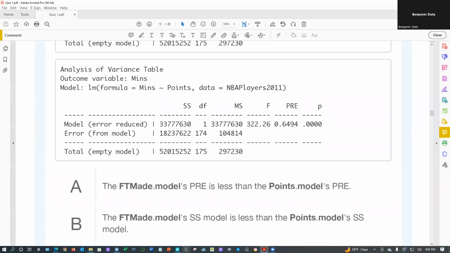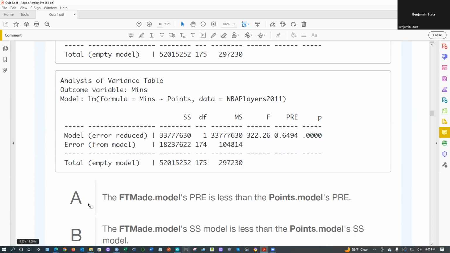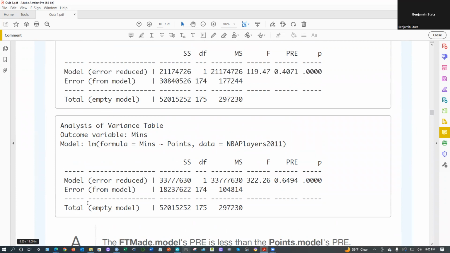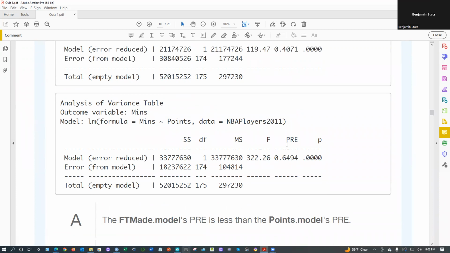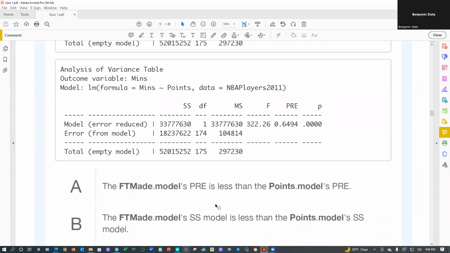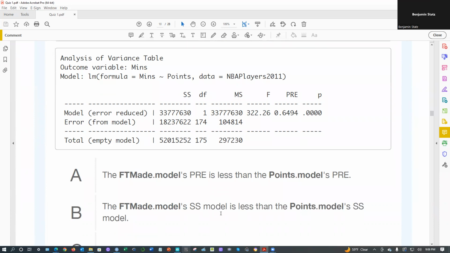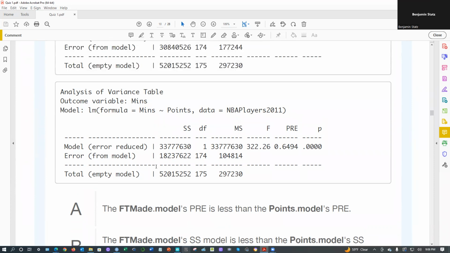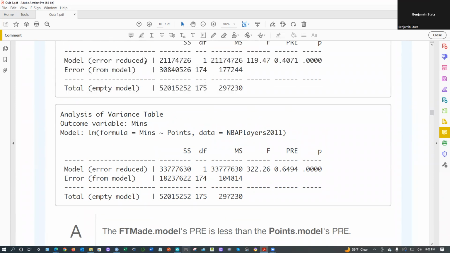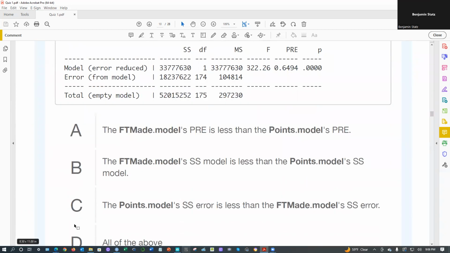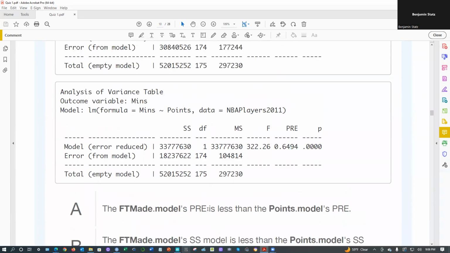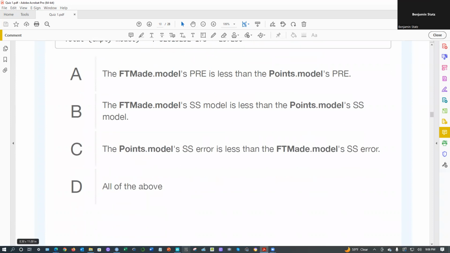Okay. So the FT-made model's PRE is less than the points model's PRE. You compare these two and figure out which model is better. The FT model's SS model is less than the points model's SS model. You can compare SS regression between these two. The points model's SS error is less than the FT model's error. You can compare the sum of squared errors. All three of them can be used, which means all of the above can be utilized to do the comparison and contrast.